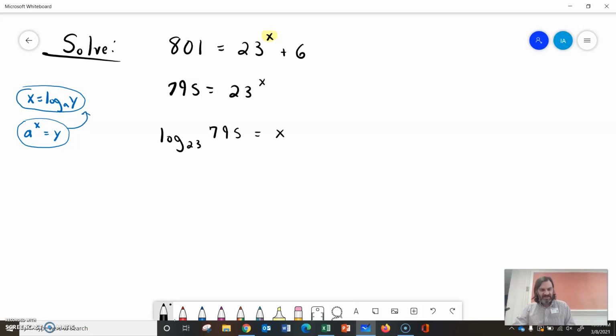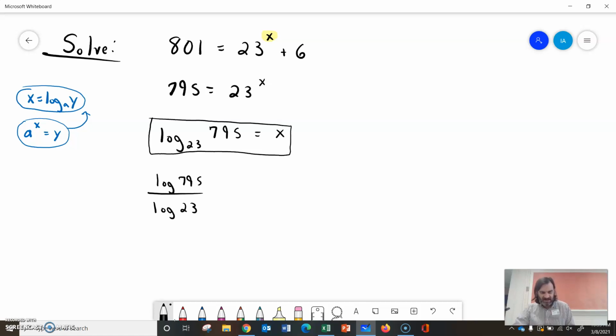So this is an exact answer. You could leave your answer this way. You could use the change of base formula and write it as log of 795 over log of 23. That is the same thing, and that's still an exact answer.